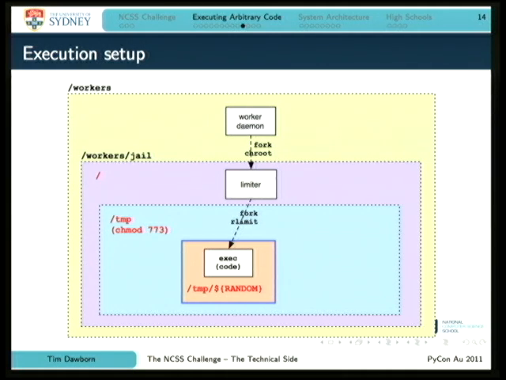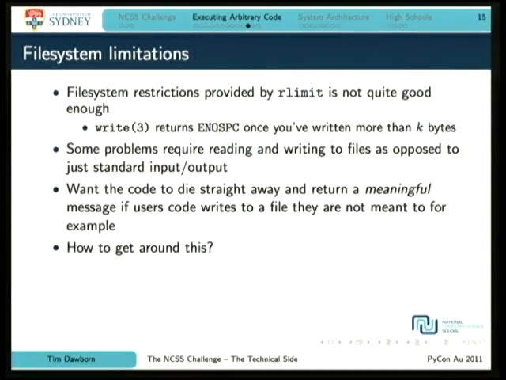So file system restrictions thus far, we've given the user full read and write permission to their current directory, which is /temp/some random value. So the question then comes, how do we sanely prevent people from, say, just flooding our disk with random data, or trying to put a high load on our disks? ulimit doesn't provide a good way to do this.